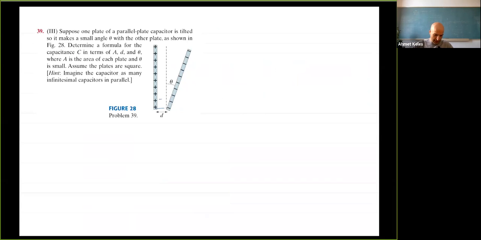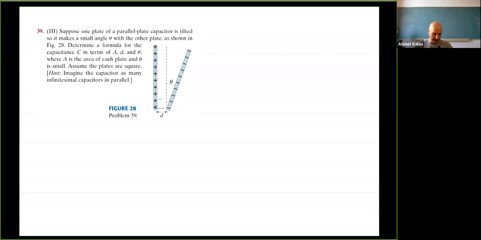Suppose one plate of a parallel plate capacitor is tilted, like they're normally like this. This guy is tilted. So it makes an angle theta. It makes, actually, they say, a small angle theta with the other plate, as shown in the figure. Determine a formula for the capacitance C in terms of A, D, and theta, where A is the area of each plate and theta is small. And assume the plates are square. And the hint: imagine the capacitor as many infinitesimal capacitors in parallel.